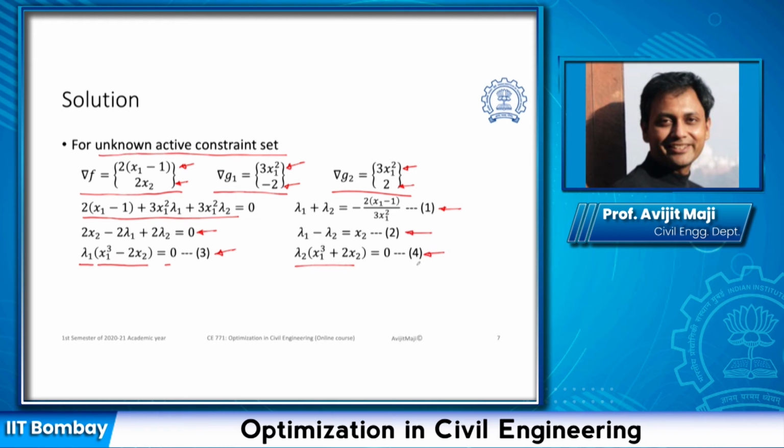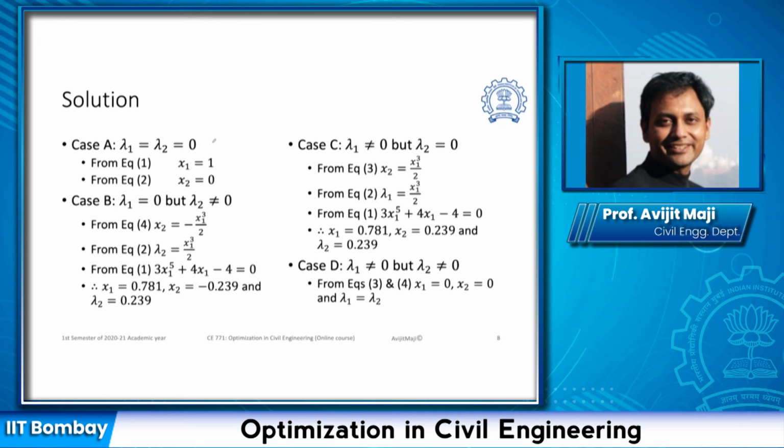So now with this understanding, we have four equations: 1, 2, 3, and 4. These four equations we'll try to solve to find the values of the design variables x1 and x2 as well as the values of the Lagrange multipliers lambda 1 and lambda 2. So let's look into the next step of the solution process. In this process we start with an assumption that both my lambda values are equal to 0, which indicates that none of my constraints are active. In that case, if I use equations 1 and 2, then I obtain the solution x1 equal to 1 and x2 equal to 0. We'll decide on this at a later stage.